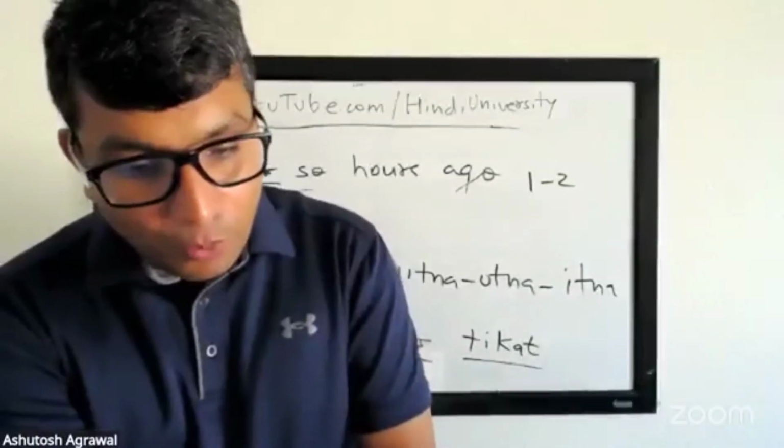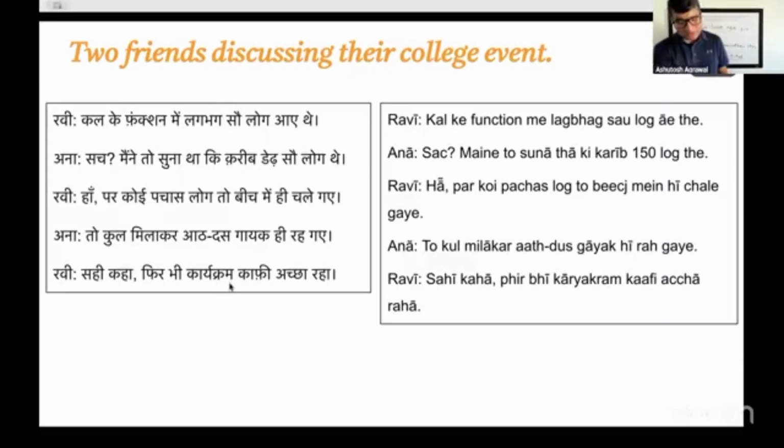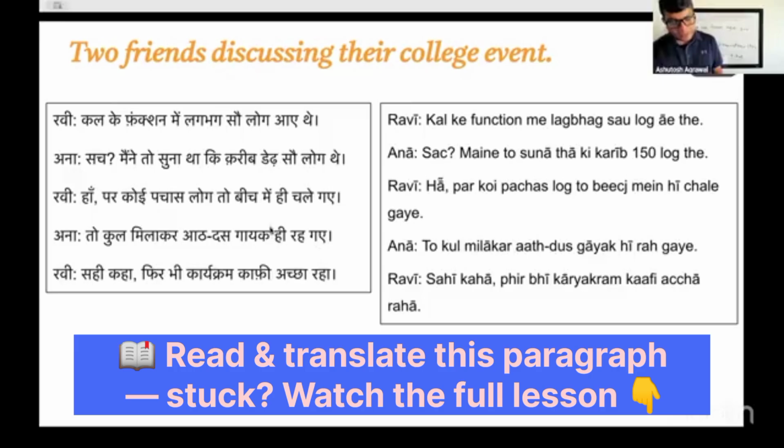Beautiful. Now, I know we have slightly less time, but I do want to read this comprehension. Very good. कार्यक्रम means program. बीच, in this case, is not like the beach, it's like in between, in the middle. चले गए, they left. गायक is singer. So कुल मिलाकर, in total, only 8 to 10 singers ही रह गए. There were only 8 to 10 singers left.